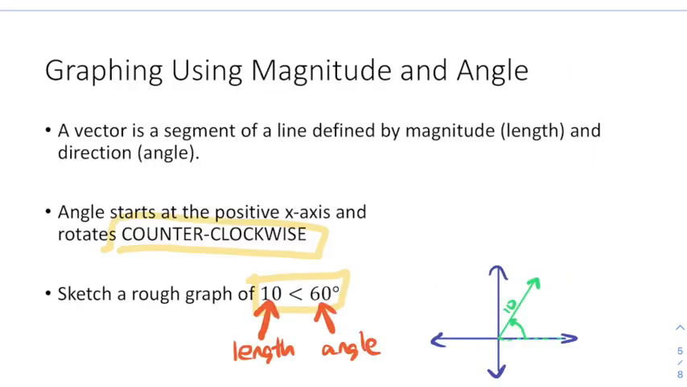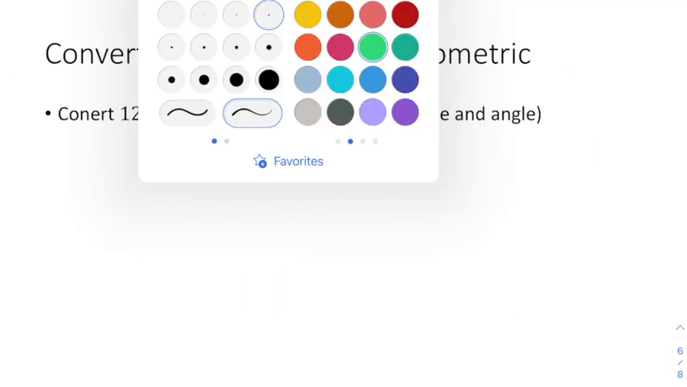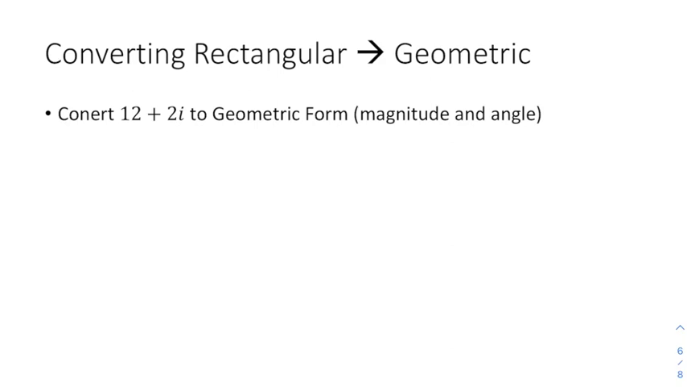And this would serve as a perfectly good sketch of this vector. Our last two tasks in this lesson are going to be converting from one form to the other. So starting with rectangular or complex form and converting into that geometric form that we just showed.